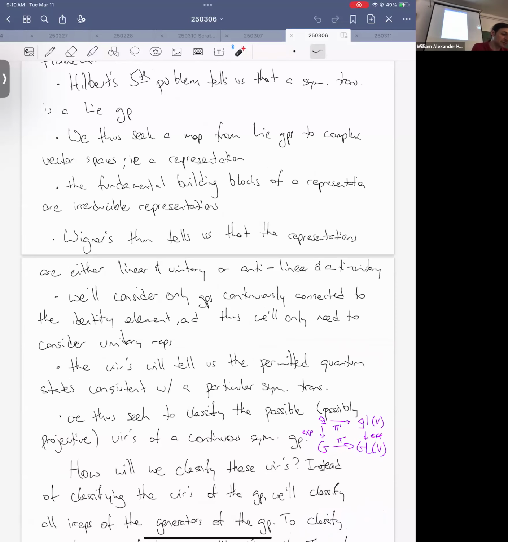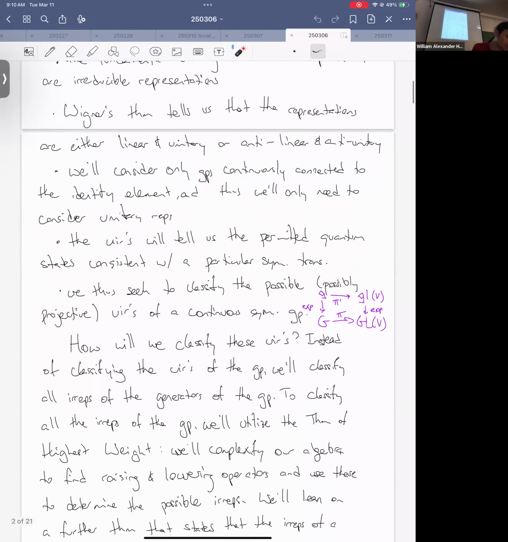Wigner's theorem tells us that the representations are either linear and unitary or antilinear and anti-unitary. That's coming from the probabilistic nature of quantum mechanics and the fact that we're only interested in the modulus squares of amplitude overlaps. We'll consider only groups continuously connected to the identity element, and thus we'll only need to consider unitary rather than anti-unitary irreducible representations. A huge bonus of this is that these UIRs will tell us the permitted quantum states consistent with a particular symmetry transformation.